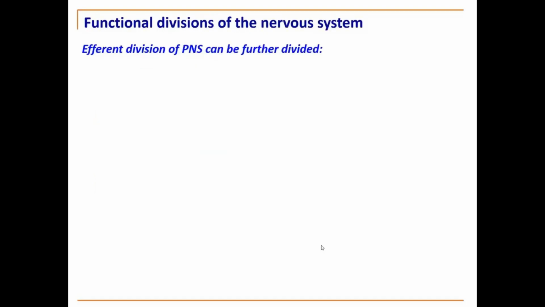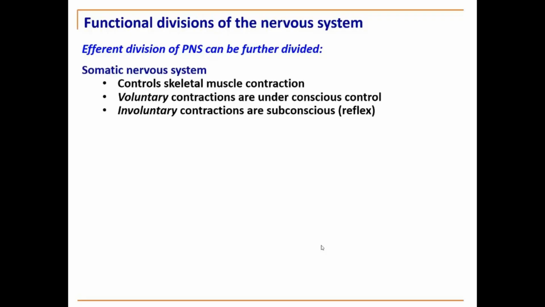So like we've talked about the peripheral nervous system, but that peripheral nervous system could be further divided again. And it can be divided into the somatic nervous system. And the somatic nervous system controls skeletal muscle contractions. These are voluntary contractions and are under conscious control on the whole. There are a few involuntary contractions which are subconscious, for example, the knee-jerk reflex.